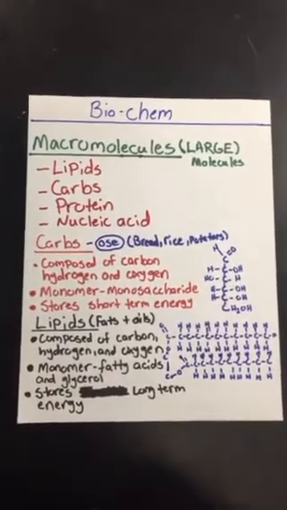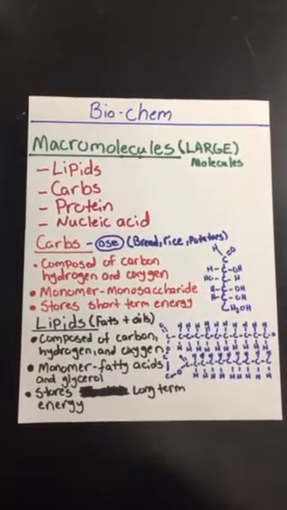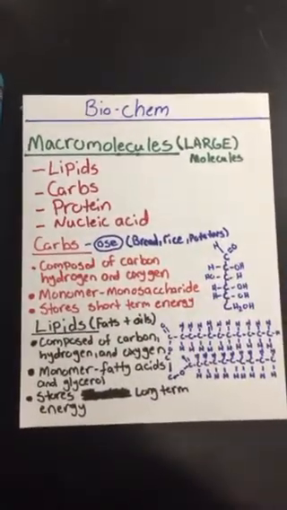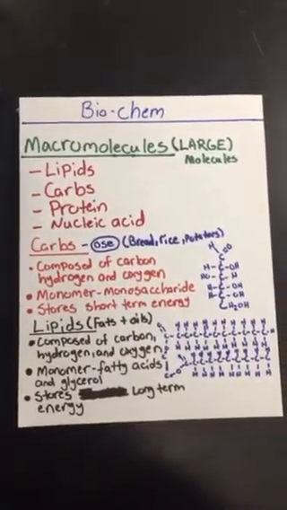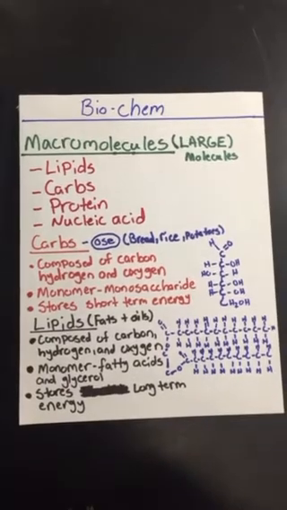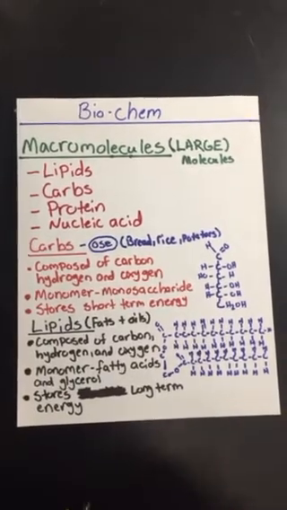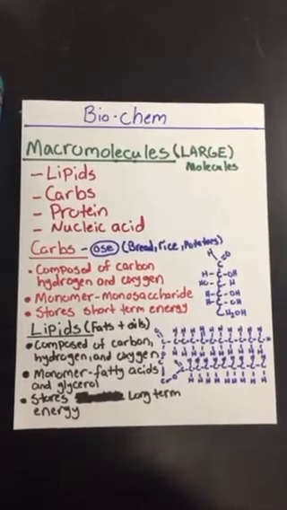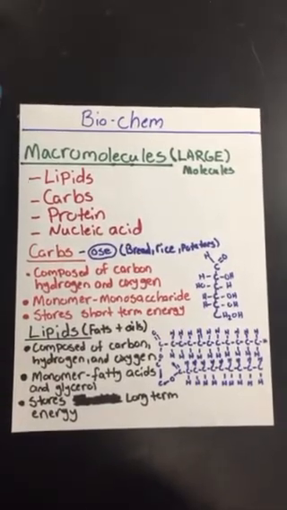Now, remember, carbs, an easy way to notice a carb is if it's OSE, like cellulose or fructose. Anything OSE is going to be carbohydrates. Those examples include bread, rice, potatoes. Remember, carbs are composed of carbon, hydrogen, oxygen. Its monomer is a monosaccharide, and it stores short-term energy.